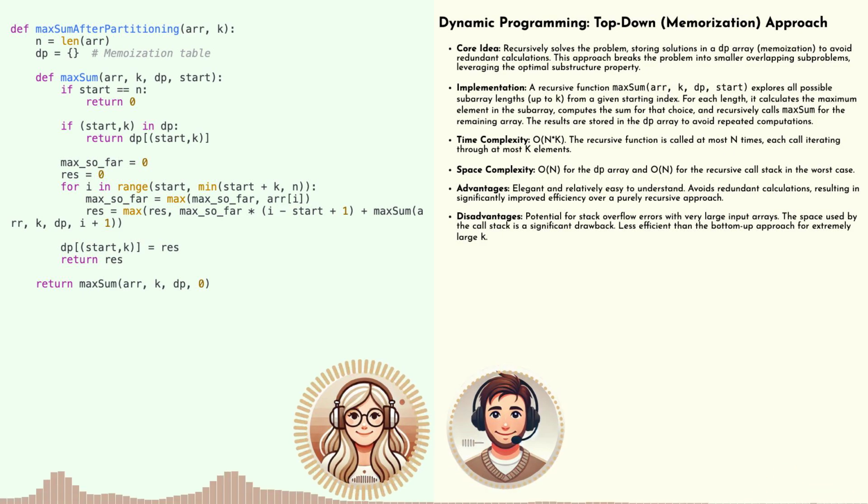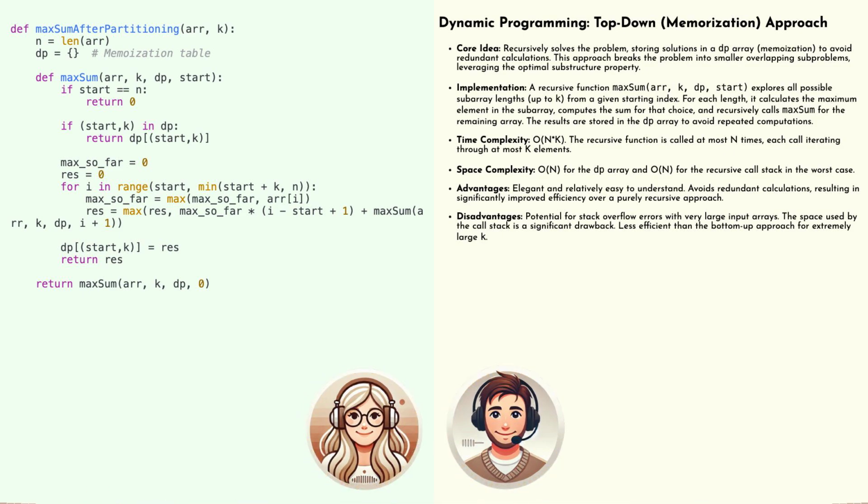Exactly. What happens next? The first thing maxim does is check if we've already calculated the maximum sum for the current starting index. If we have, we simply return that value from our DP array, saving ourselves a lot of computation. That's pretty clever. It's like checking our toolbox before we start building something from scratch. Exactly. What if we haven't calculated it yet? That's where the recursion comes in. If the solution isn't in our DP array, we need to calculate it.